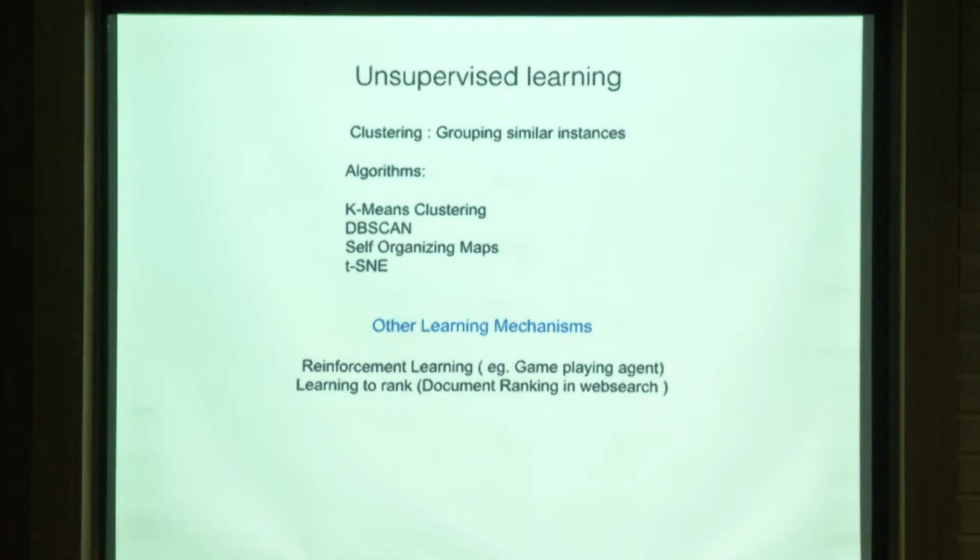Then there is unsupervised learning, where you don't necessarily have labels and you are trying to figure out how many classes there are. So you are grouping similar instances, and the algorithms there are k-means clustering, DBSCAN, self-organizing map, t-SNE. There's a more recent one called UMAP. So there are many, many of these that you can start using.